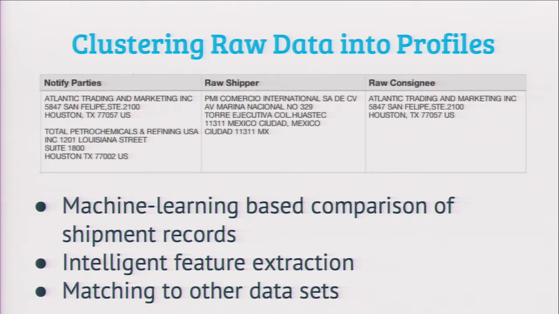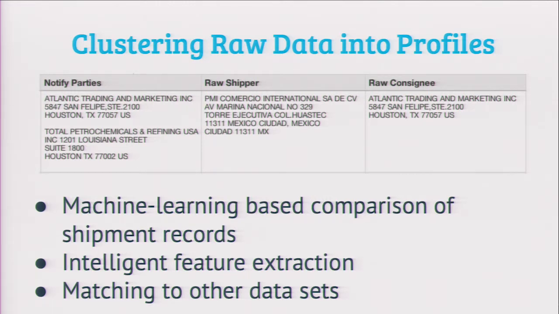So here's an example of one shipment of petroleum-related goods, I believe it's petroleum-related equipment, that went across the border fairly recently. And we can see that the shipper is coming from Mexico. It's PMI Comercio International. The consignee, who's more or less the primary recipient, is Atlantic Trading and Marketing in Houston, Texas.